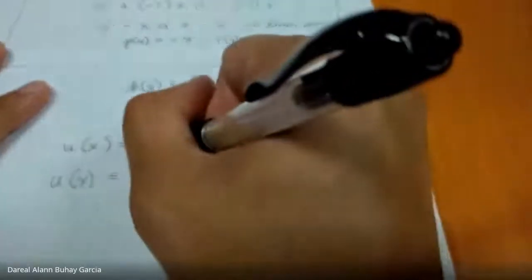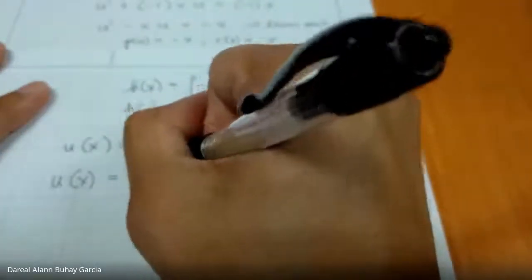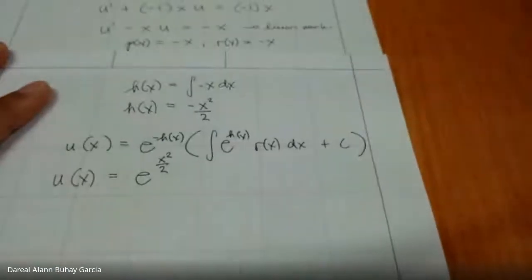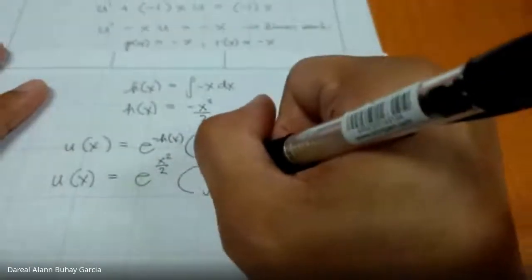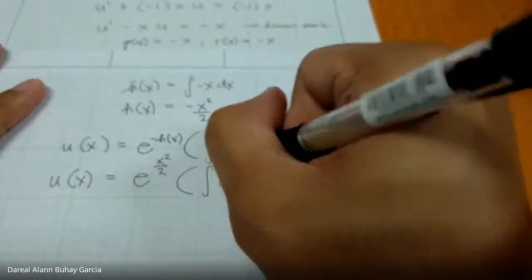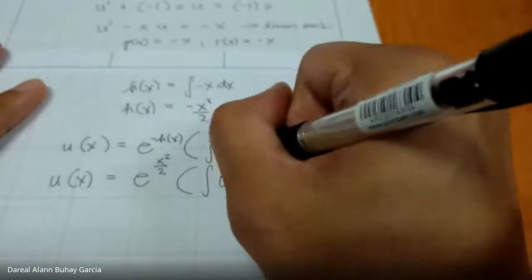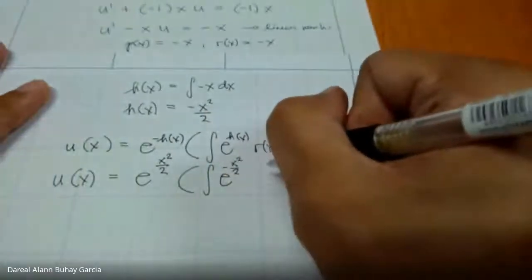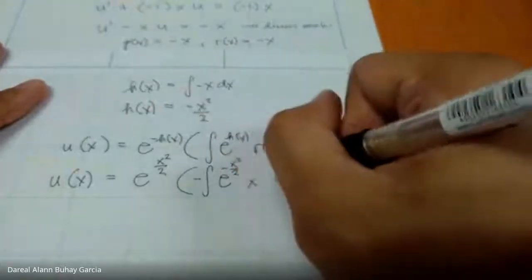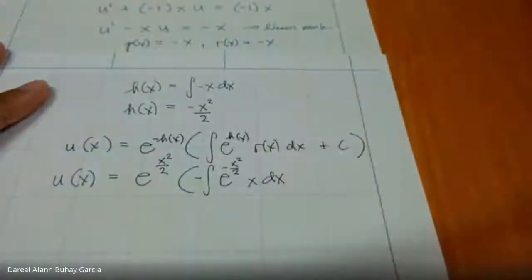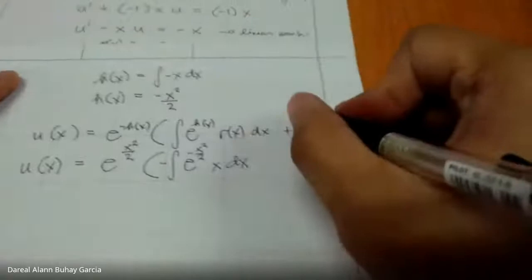This becomes positive e to the positive x squared over 2. The integral of e to the negative x squared over 2 times what is r of x? Negative x dx. Okay, let's see.